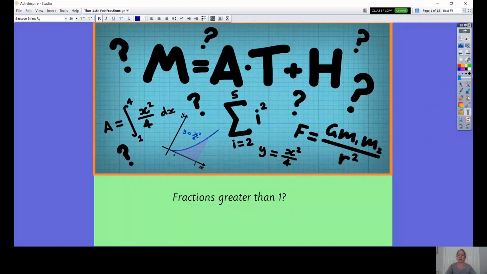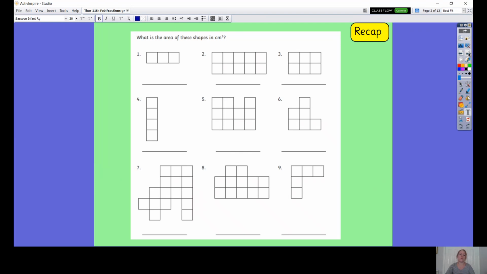There we go. Okay, so fractions greater than 1, as I said, and your warm-up for today is a little revisit of area. So can you pause here and work out the area of these shapes? And you'll notice at the top it says, what is the area of these shapes in centimetres squared? So for the purposes of this, we're imagining that each side of each one of these squares is 1 centimetre long, okay? And if you don't put centimetres squared next to your answer, then your answer is not correct. Okay, pause here and have a try.